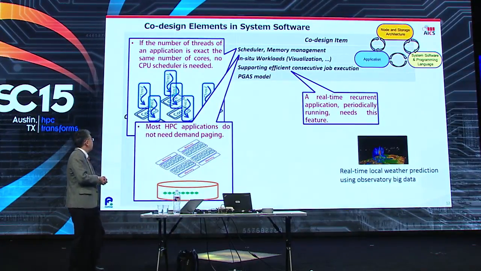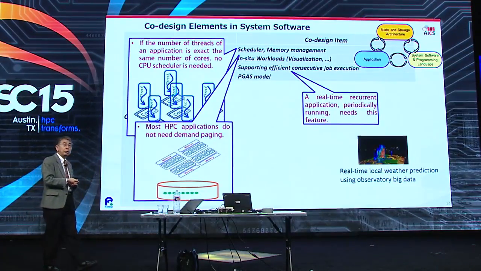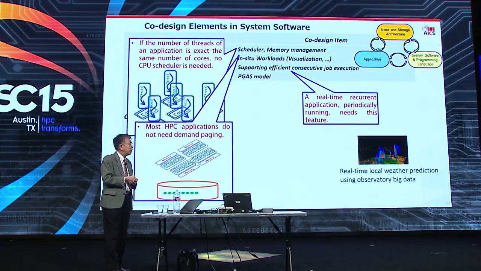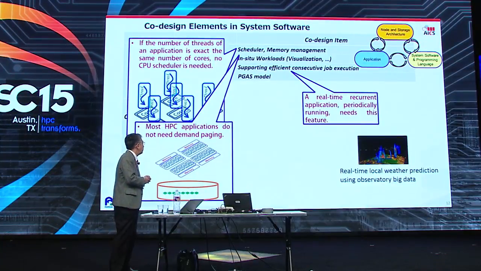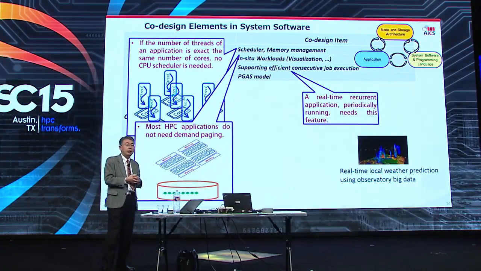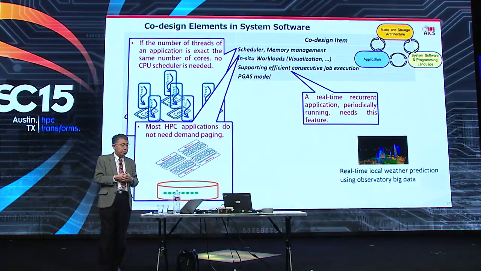And the third item is supporting efficient consecutive job execution. One of the applications is a kind of real-time application, and it is periodically running and needs real-timeness. This application is real-time local weather prediction using observatory big data. I will explain this application later in this talk.